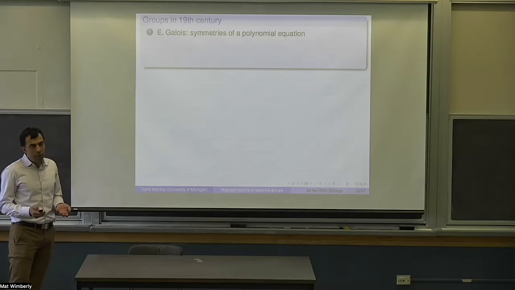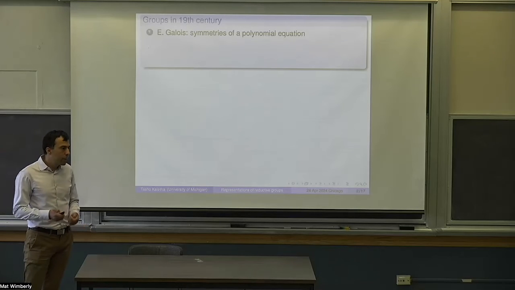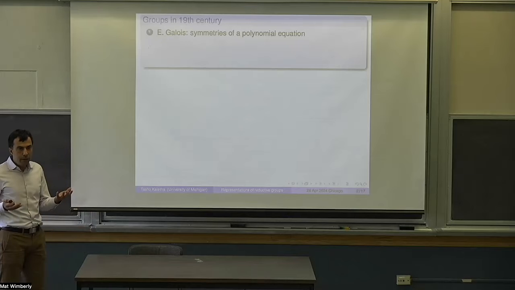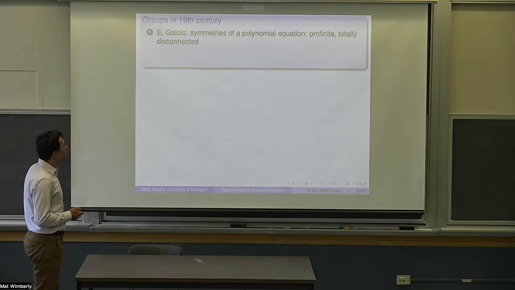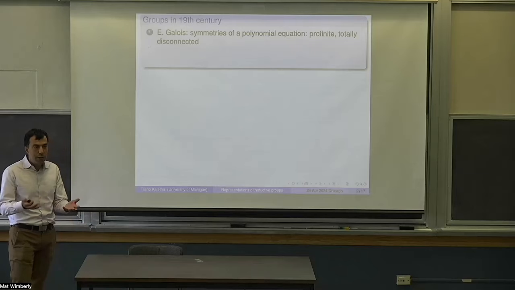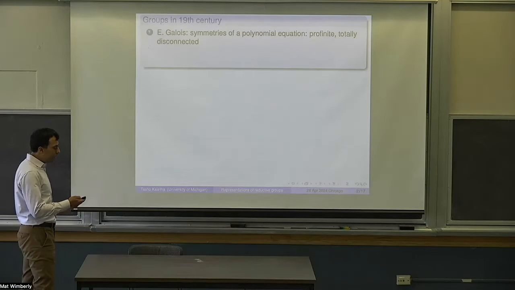If you take one polynomial equation in one variable, you have finitely many solutions, so finitely many symmetries. But if you take all polynomial equations together, you obtain an infinite group of symmetries, which has a topology. And this topology is pro-finite, and in particular, totally disconnected. So that was one source of the study of symmetry.